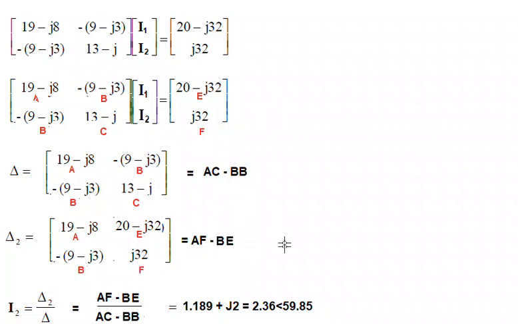Now we have already got the two equations, and for the current we divide delta 2, that is AF minus BE, divided by delta, AC minus BB, and hopefully we'll get this answer. I have written this just to verify whatever we get from the calculator. So up to this is done, and now we go to the calculator.